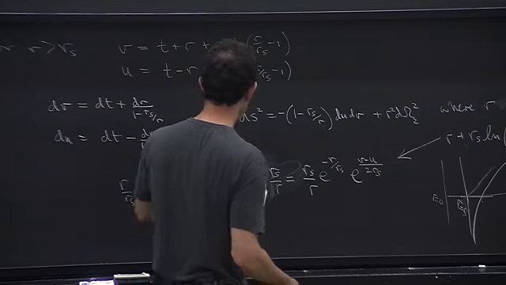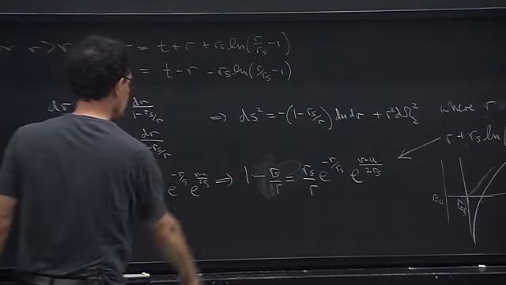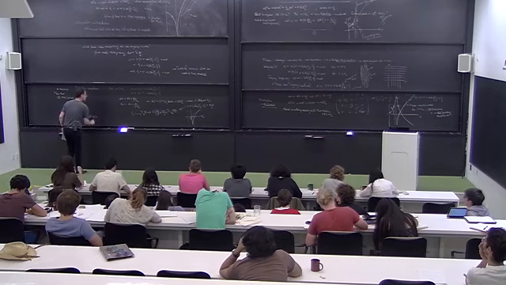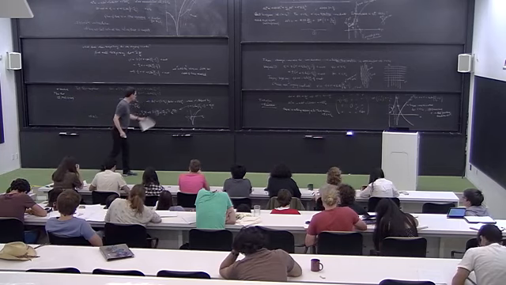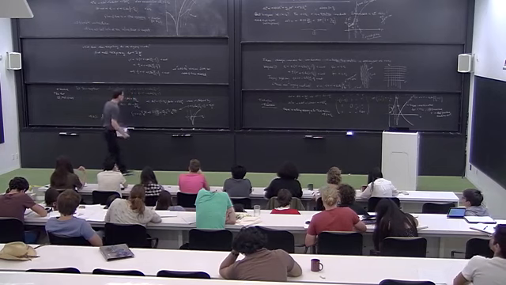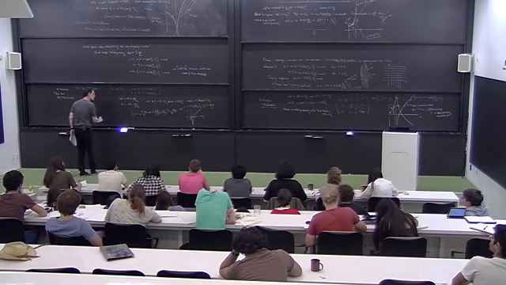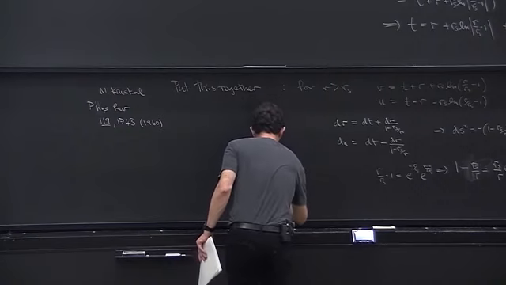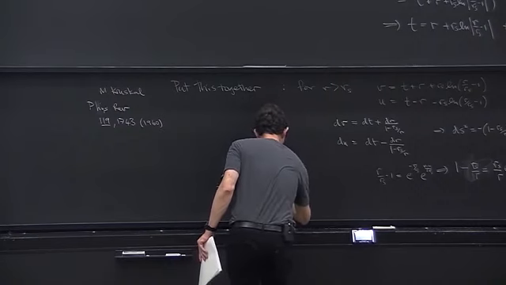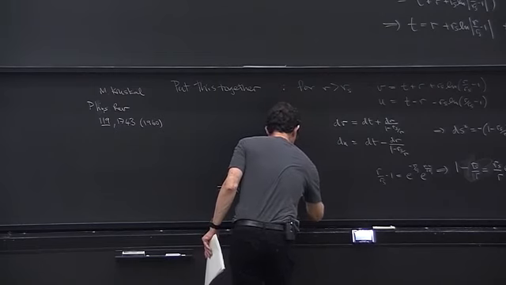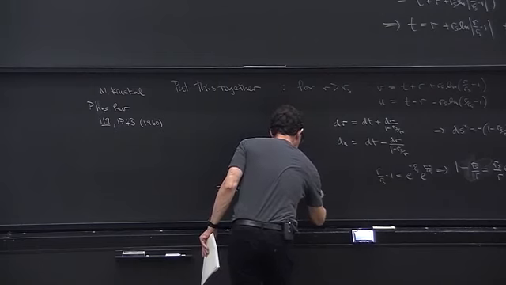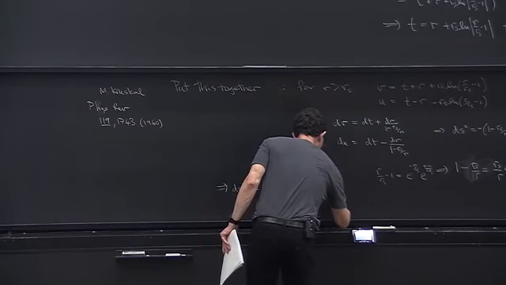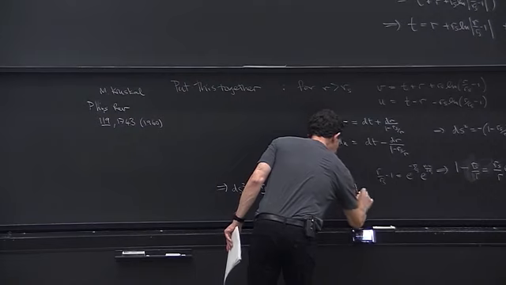Why am I doing that? Well, I want to rewrite the metric in terms of u and v. So my ds squared is equal to this guy. So now I've worked out the coefficient. We can see it's minus rs over r, e to the minus r over rs, e to the v minus u over 2rs times du dv plus r squared d omega squared.